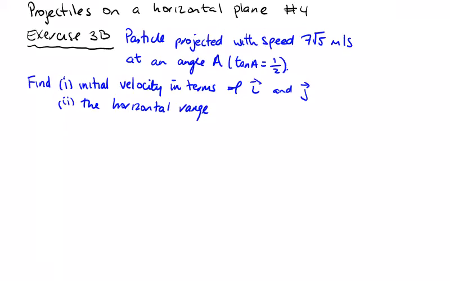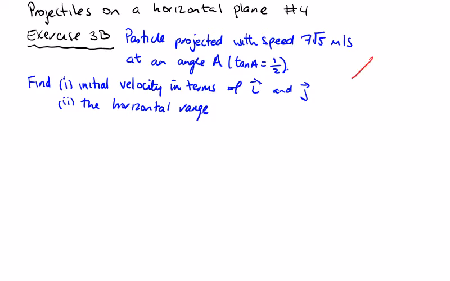Question 1 in exercise 3b. A particle is projected with speed 7√5 meters per second at an angle alpha, where tan alpha is equal to a half, from a point on a horizontal plane. Find firstly its initial velocity in terms of i and j, and secondly the horizontal range.